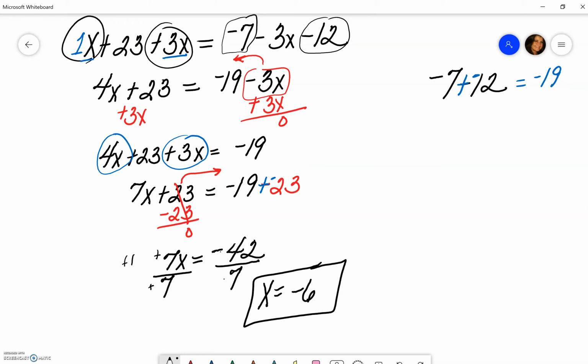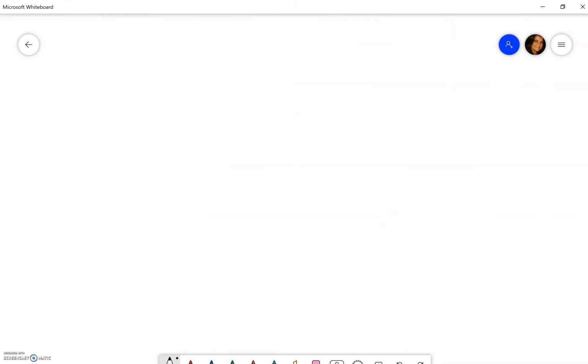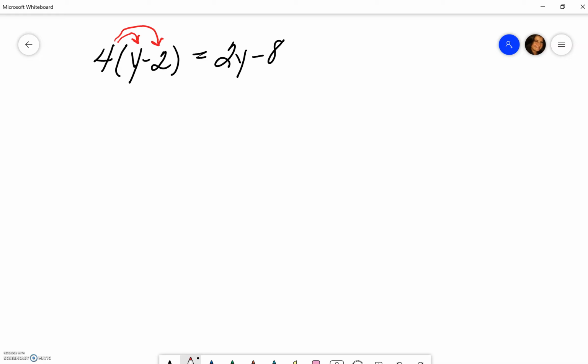Okay, let's go ahead and try another one. All right, so how about if we have something like this? If we have 4 times y minus 2, and that's equal to 2y minus 8. Well, before we can start shifting things around, we want to start simplifying something first. And you can see we can't do anything inside the parentheses, so we're going to distribute. We're going to multiply that out.